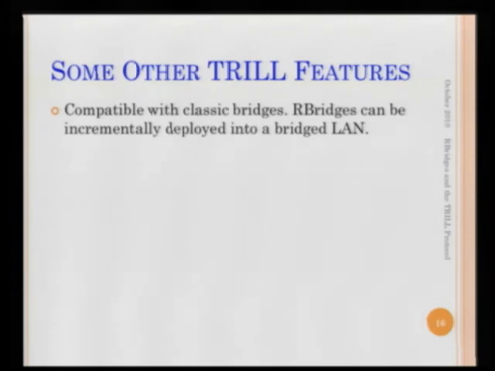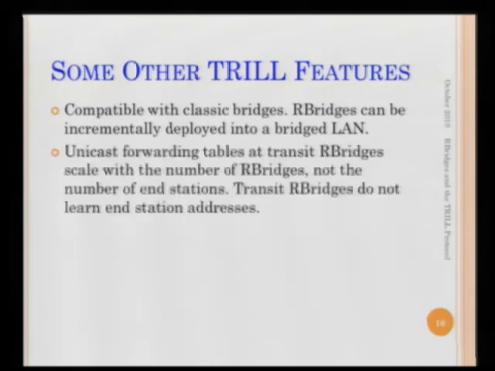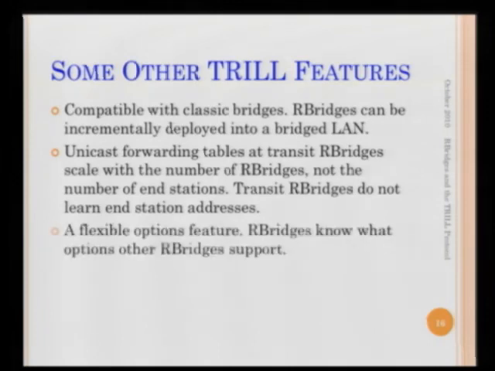That would not work nearly as well as placing the RBridges at the key high connectivity spots inside your bridged LAN. The unicast forwarding tables of the transit RBridges scale just with the number of RBridges. The transit RBridges, ones out in the middle, really just have to know how to get to other RBridges. They don't care about end stations. The transit RBridges in the middle don't need to learn end station addresses. Only the edge RBridges, those with directly connected end stations, need to learn end station addresses.